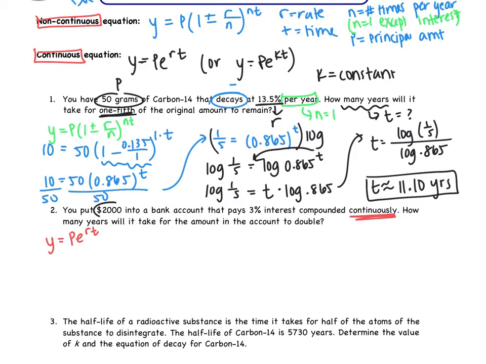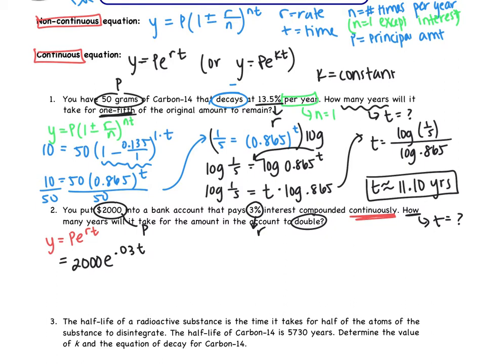Let's look at what we have. $2,000, that is our P, that's our principal amount. 3% is our R. How many years? Tells us that we're looking for T again, for our account to double. Okay, so let's plug all that in. Our principal amount is $2,000. E, if our rate is 3%, remember we're going to use 0.03 T.